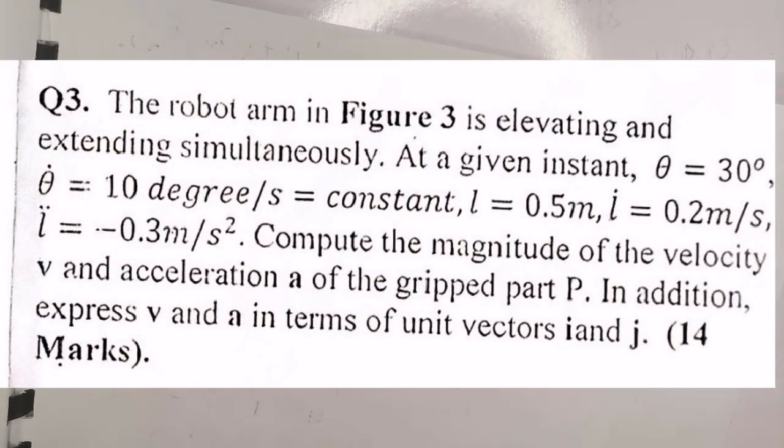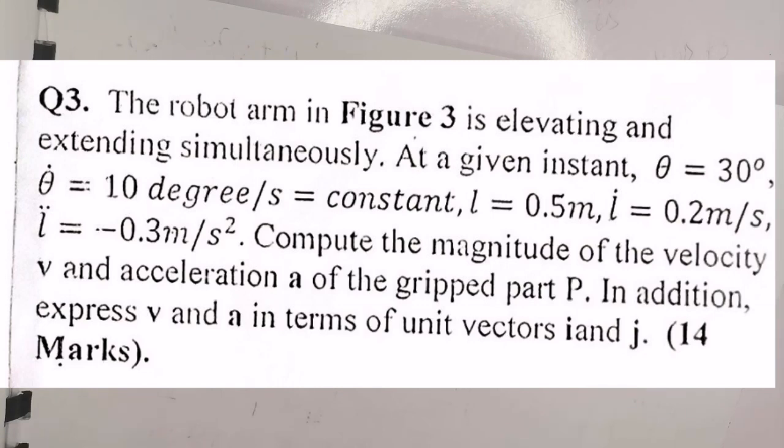So let's consider this question to explain the concept of radial and transverse components. The question says, the robot arm in figure 3 is elevating and extending simultaneously. At a given instant, theta is equal to 30 degrees, theta dot equals 10 degrees per second equals constant, L equals 0.5 meters, L dot equals 0.2 meters per second, L dot dot equals minus 0.3 meter per second squared.